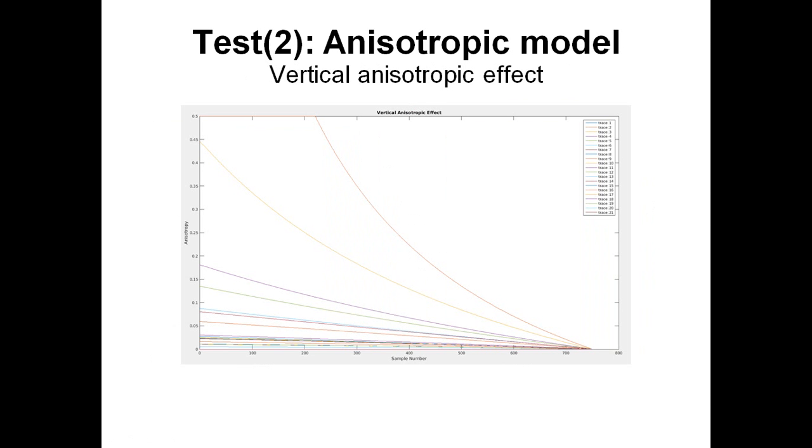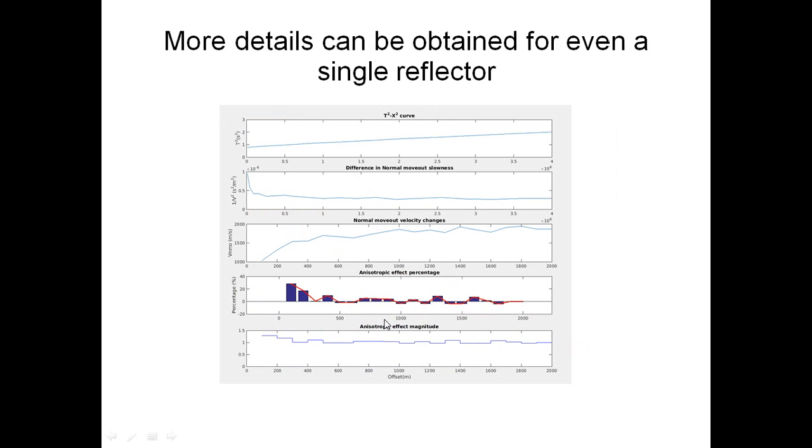Not only can we define the horizontal anisotropy or instantaneous anisotropy, we can also define the vertical anisotropy, how it's changing with time vertically. Also, we can define more details from a single reflector.